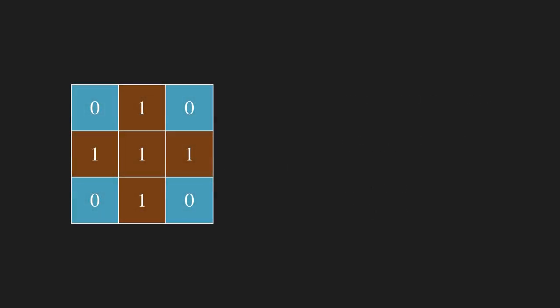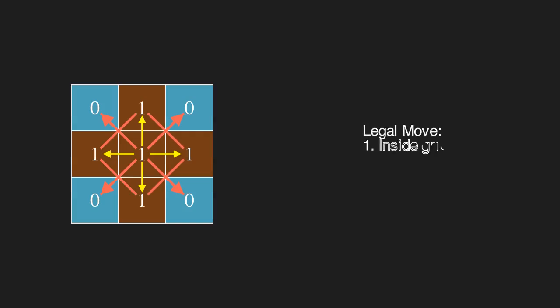From coordinates R, C, 4-directional movement gives exactly 4 candidate neighbors: R plus 1, C; R minus 1, C; R, C plus 1; and R, C minus 1. A candidate move is legal only when the destination lies inside the grid and contains 1. Diagonal cells are excluded because they do not share an edge with the current cell.